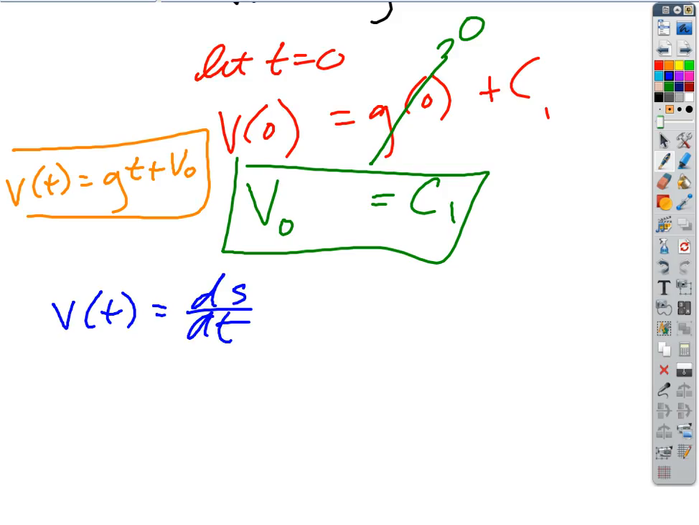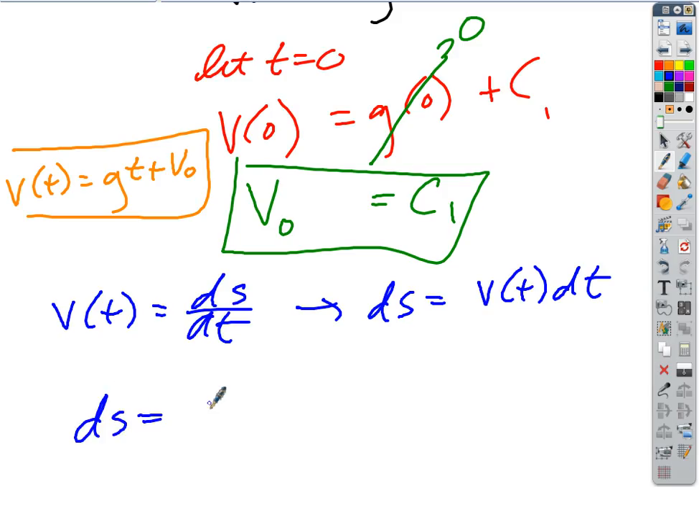So if I multiply both sides by dt, I get ds equals v of t dt, right? Okay, well, we know what v of t is. It's right there. It's gt plus v naught. So we end up then with ds equals the quantity gt plus v naught, initial velocity, times dt.